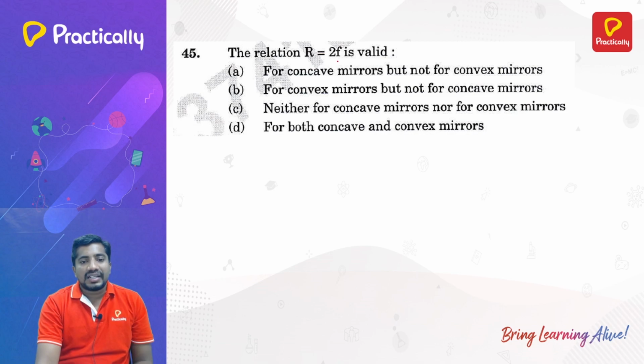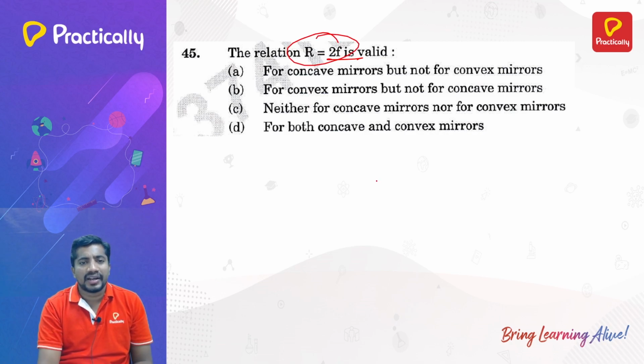45. The relation R = 2F is valid for concave and not convex. See, this 2F is valid for all kinds of concave and convex mirrors. So for both concave and convex mirror, option D is the right choice.